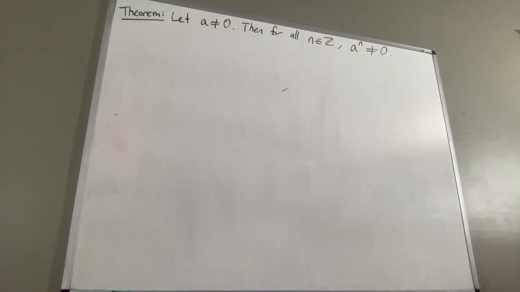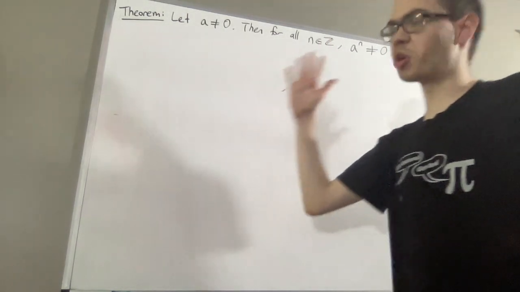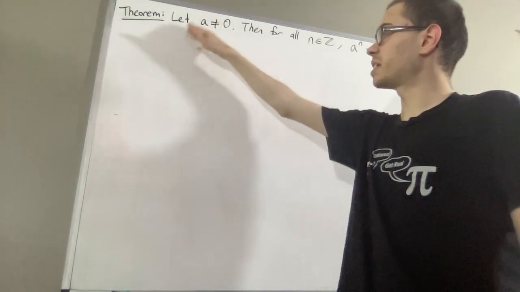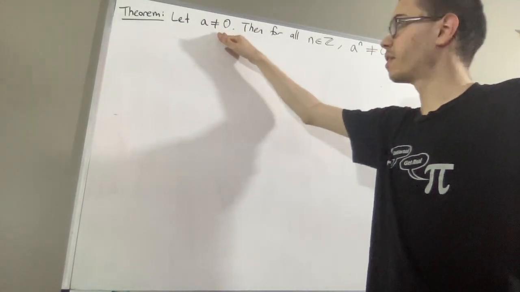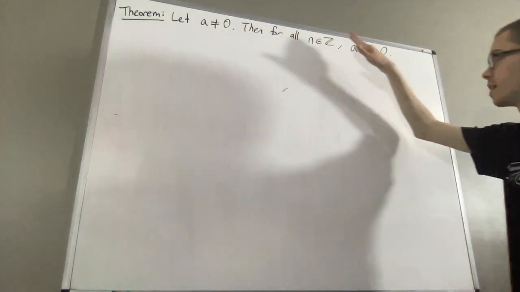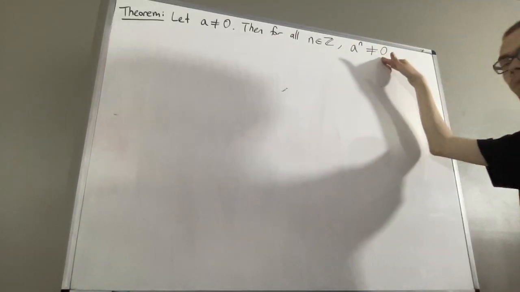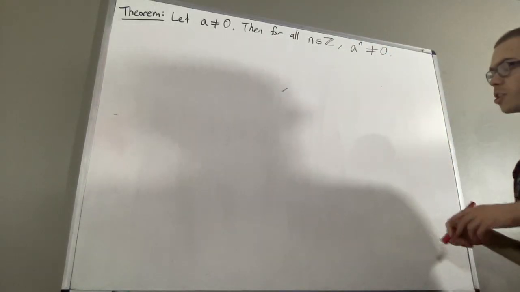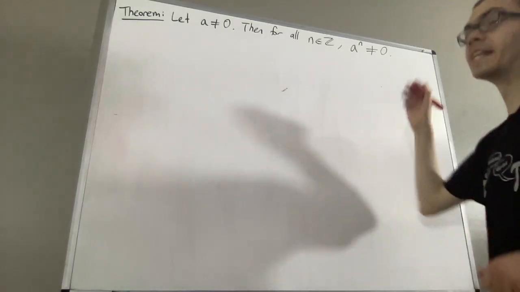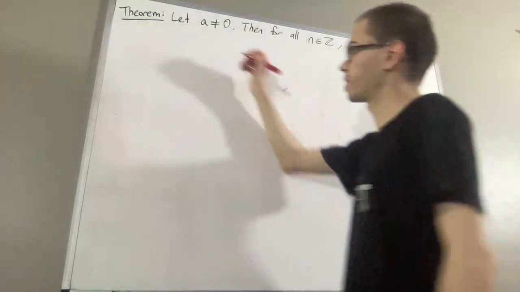Hello! In this video, we are going to prove the following theorem. Let a be a non-zero real number. Then for all integers n, a to the power of n is non-zero. Now let's first remind ourselves of our definition of non-negative integer exponents.